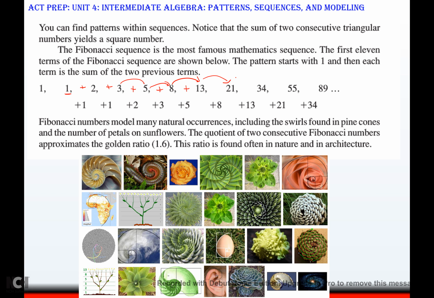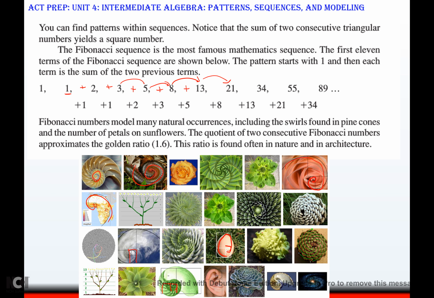Fibonacci numbers model many natural occurrences, including the swirls found in pine cones and the number of petals on sunflowers. The quotient of two consecutive Fibonacci numbers approximates the golden ratio, which is 1.6. This ratio is often found in nature and architecture. This is the golden ratio right here. There's the golden ratio. Hurricane. There's the golden ratio. They're everywhere in nature especially.